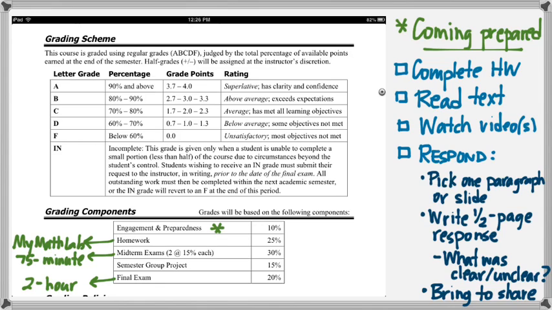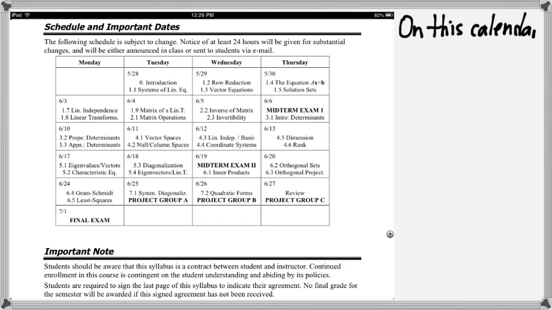The final exam on the last day of class is a 2-hour test, and will be a 20% component of your grade. And also, over the course of the semester, you'll be working with a small group on a semester project that you'll present during the last week of class. And that project, which I'll tell you more about as the semester goes along, will be a 15% component of your grade.